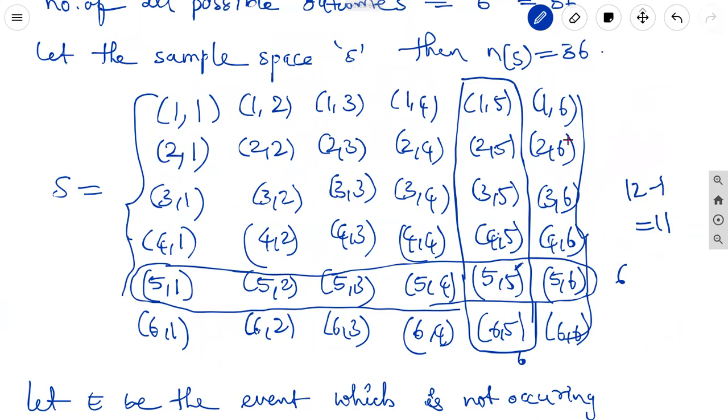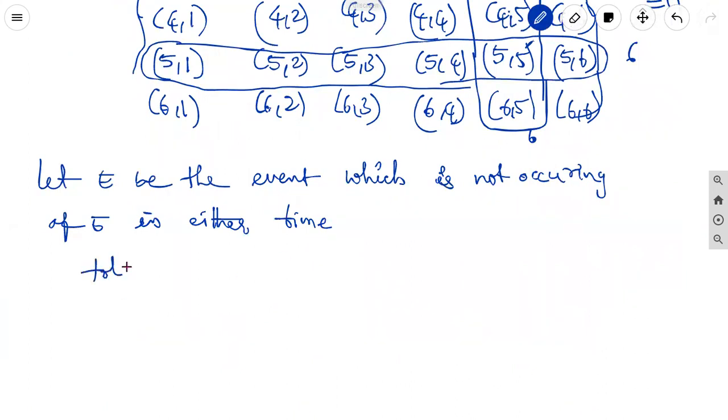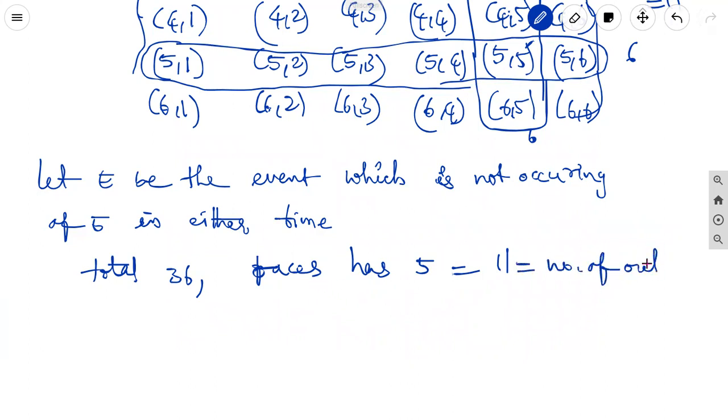Either time, it is not occurring. The remaining how many are there? Total 36. Faces has 5, 11. Okay. Number of faces has 5 or number of outcomes having the face 5. This is equal to number of outcomes having face 5.